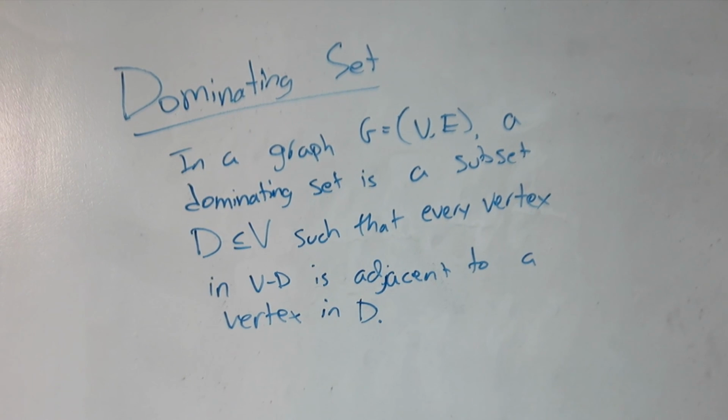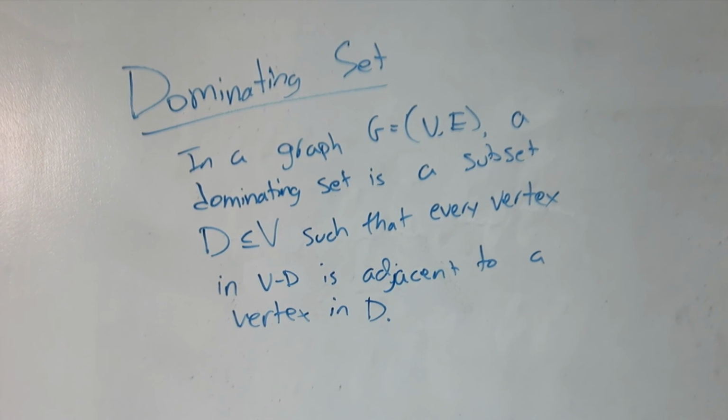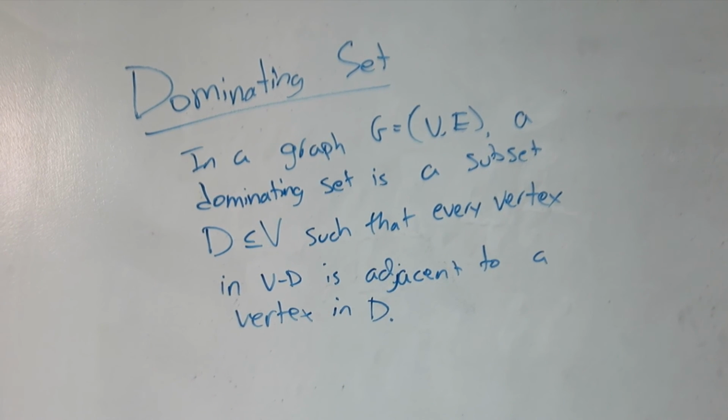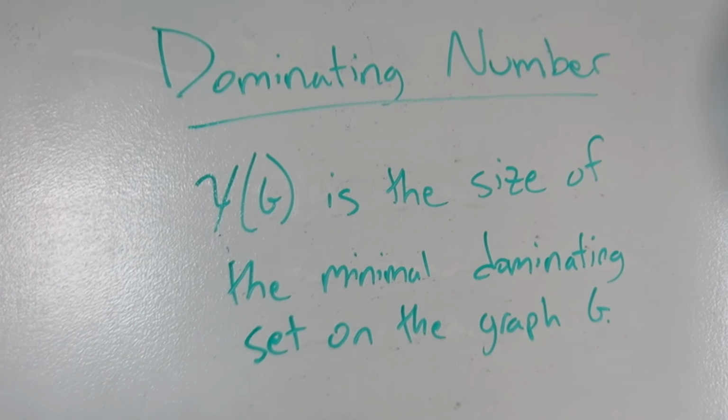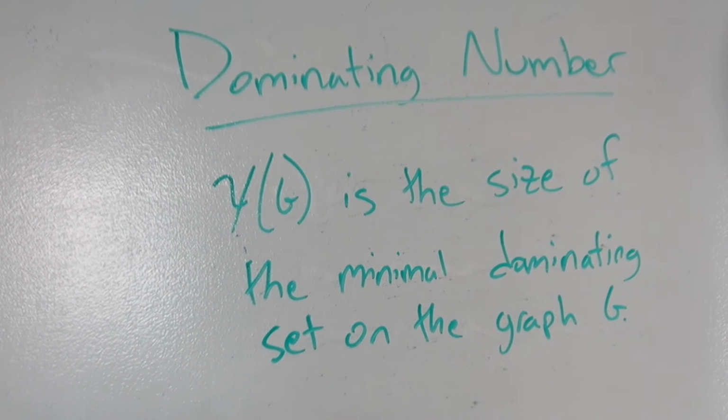In a graph which consists of vertex and edge sets, the dominating set is a subset of the vertex set, where every vertex not in the dominating set is adjacent to a vertex that is. So the domination number, denoted gamma, is the size of the minimal dominating set on the given graph G.